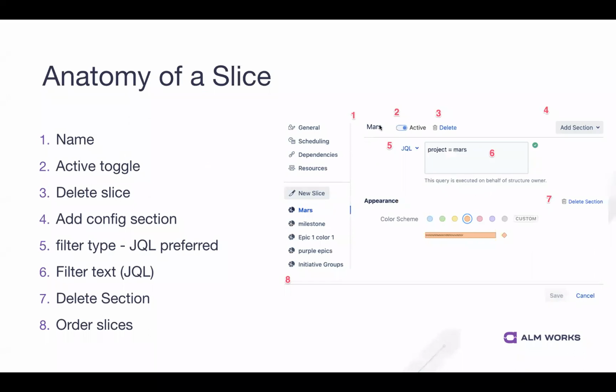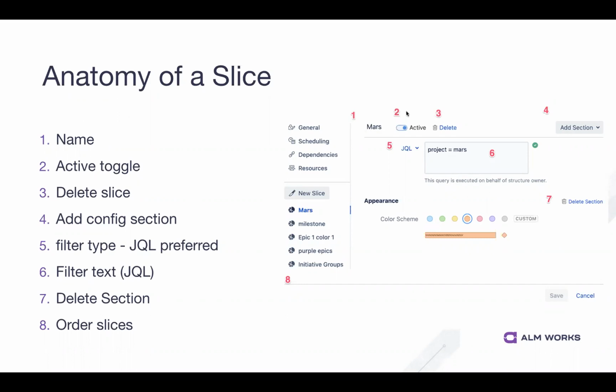Number one is name, and this is an editable text section. When you first create it, it's going to say new slice. I would highly recommend that you use anything other than the words new slice as the name of your slice. That's a really great place to start. We just want to give things names.